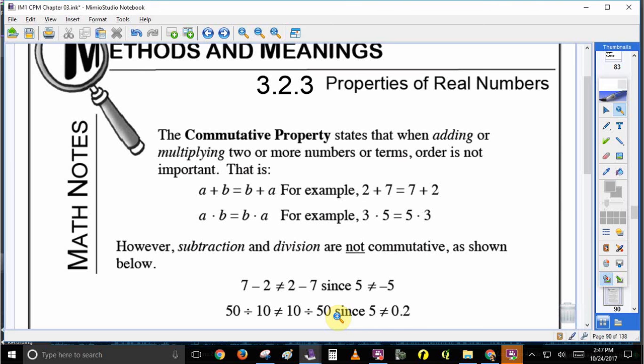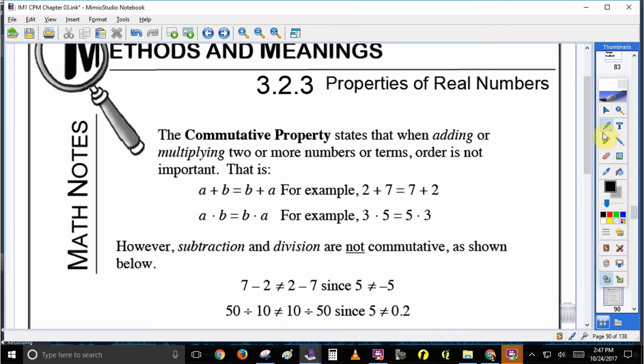And we're back with another Math Notes video. This is section 3.2.3, properties of real numbers. We're going to talk about a couple properties of numbers here. Some of these you'll be familiar with. You should be familiar with all of them. You may just not know the names. So let's talk about them.